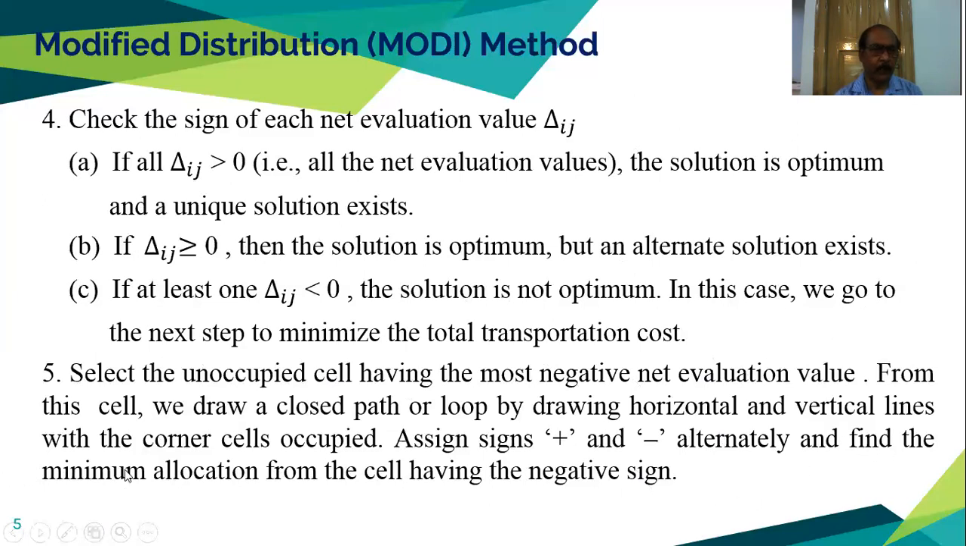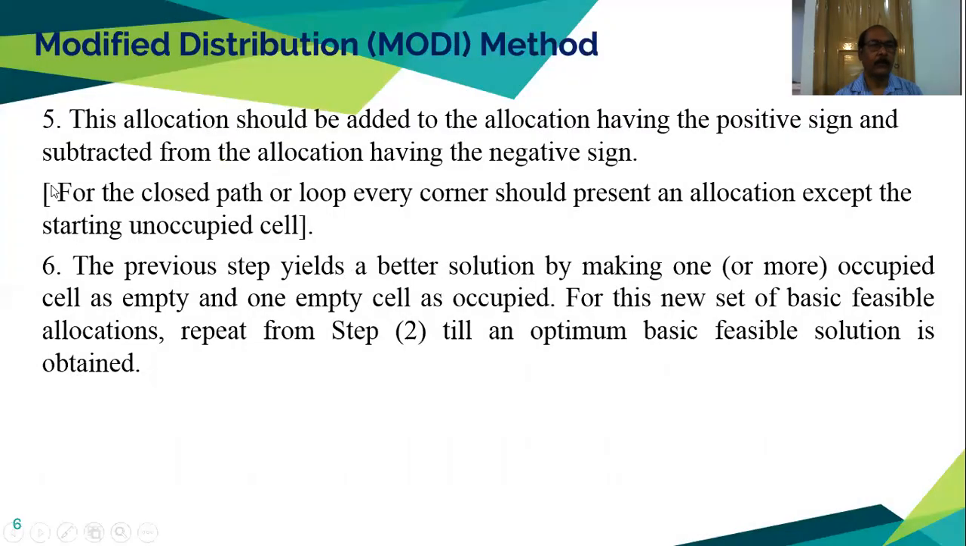And find the minimum allocation from the cells having the negative sign, the cells where we put the minus theta in the occupied cells. We have to find out the minimum value. So what would be the value of theta? We have to select where the minus theta is present, and from that we have to find out the minimum.